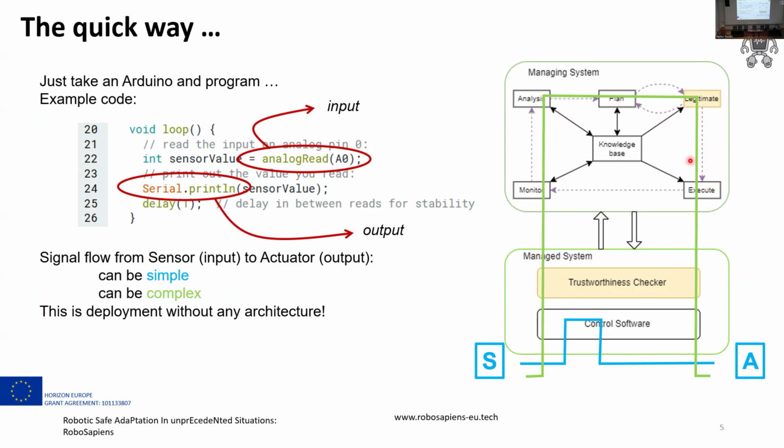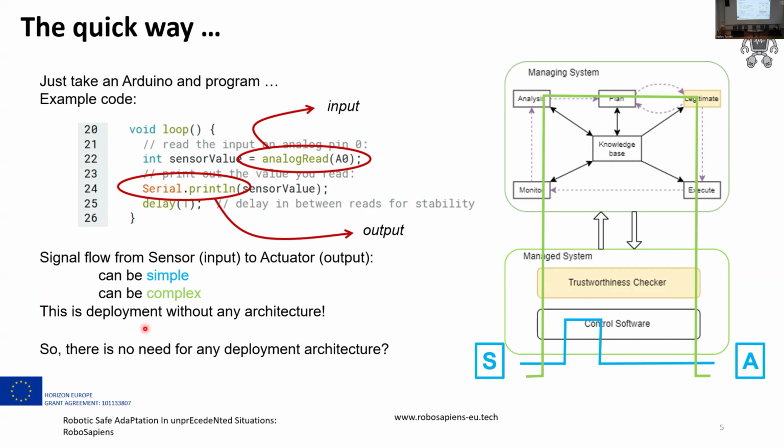Can this green trajectory also be made in a simple Arduino, just making code like this? The answer is yes. Even very complex software, thousands of lines, you can do it this way. This is deployment without any decent architecture. You don't need an architecture. You just can do it.